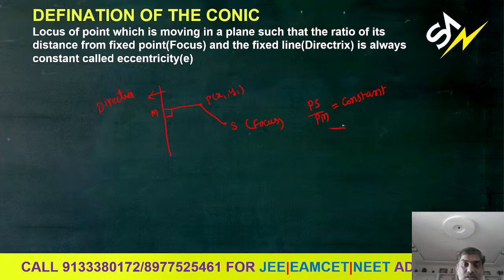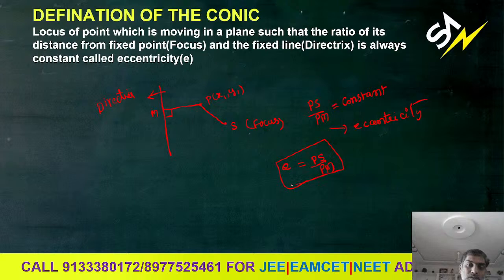What do we call this ratio? This ratio is called eccentricity. We can denote it with a small e. So small e is equal to PS over PM. Already in the last class we discussed that in the case of a parabola, this e should be 1. So if e is equal to 1, what do we get? Then we get a parabola. The conic section is a parabola.